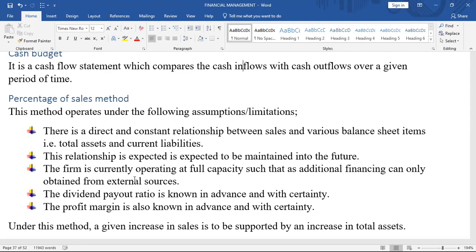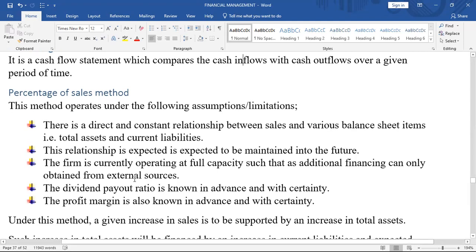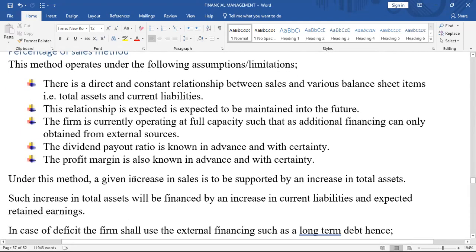The firm is currently operating at full capacity, so additional financing can only be obtained from external sources. The dividend payout ratio is known in advance and with certainty, and the profit margin is also known in advance and with certainty. That is why under this method, a given increase in sales is supported by an increase in the total assets.